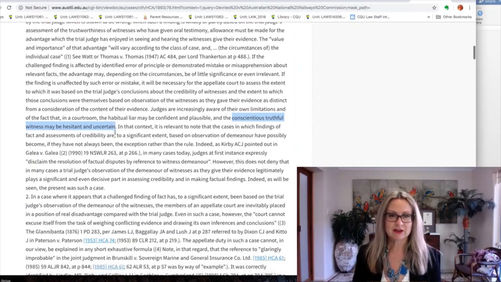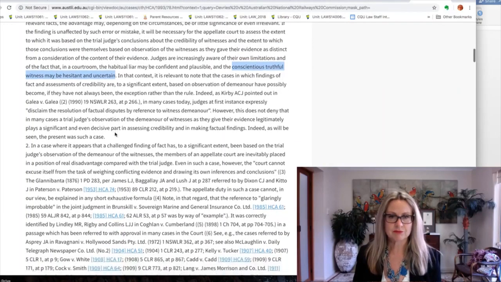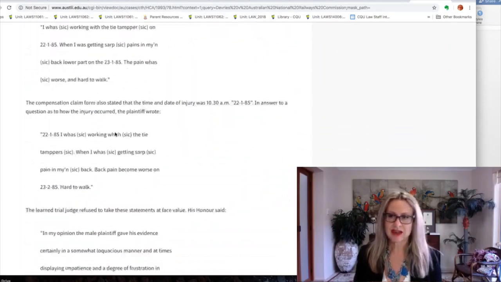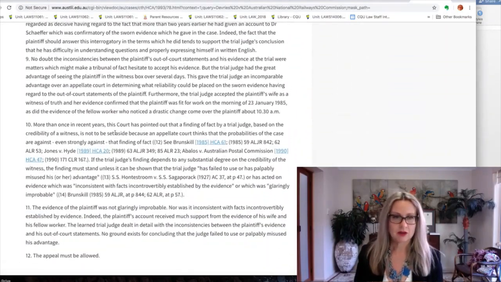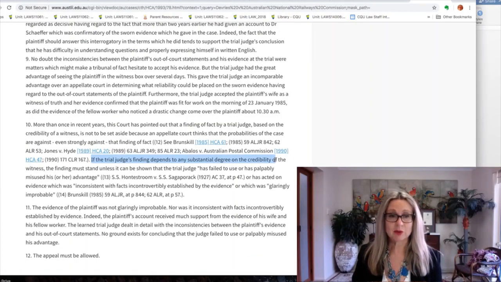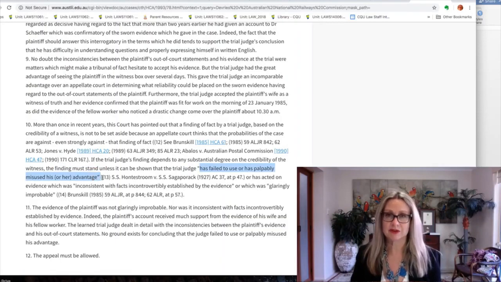Okay, they go down at the very bottom here to say, and this is the other joint judgment, if the trial judge's finding depends on credibility of the witnesses, that finding has to stand unless the trial judge failed to use or has palpably misused their advantage, that is the advantage in actually seeing the witnesses perform in the witness box, or has acted on evidence which was inconsistent with facts incontrovertibly established, okay, or which was glaringly improbable.